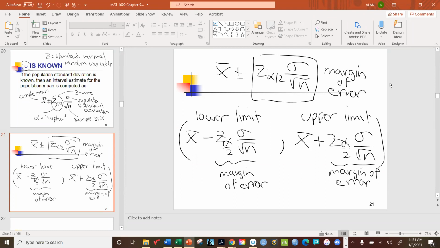So basically our strategy is to calculate the margin of error and then essentially just add and subtract it from x bar, and that will give us our confidence interval. And then we're done. Well, of course, as usual, it's not quite as easy as it sounds, but that in a nutshell is what we're doing. Okay, that's where we're going with this.